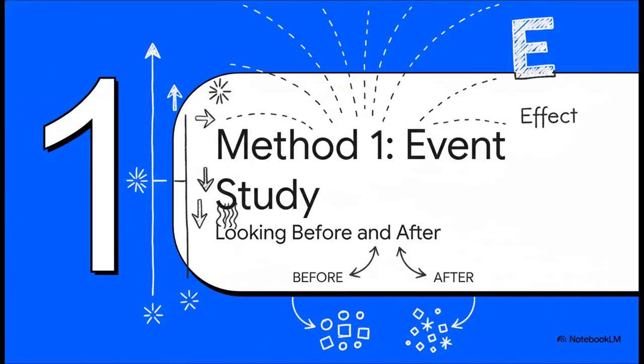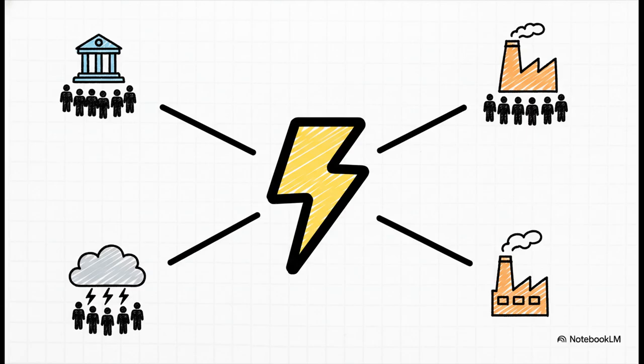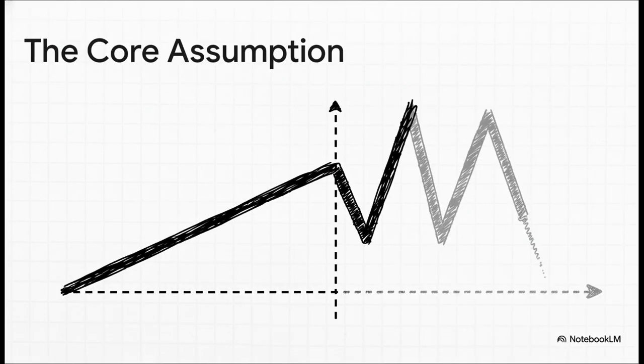First up, let's grab the most intuitive tool in our kit, the event study. This one's pretty straightforward. It's all about just looking at what happens right before and right after something big occurs. The event study really shines when you've got a single, major event that hits a whole group of people all at once. You know, think about a new national policy that affects everyone, or maybe a massive storm that hits one specific region.